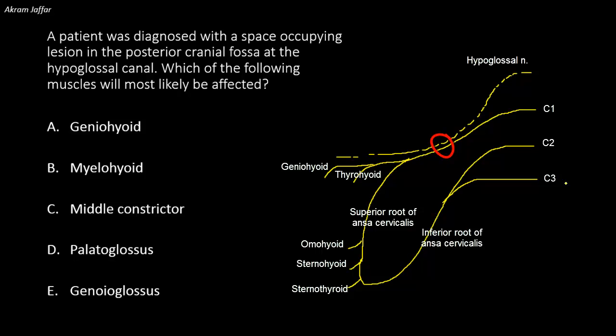in the anterior horn cells of C1 segment of the spinal cord and not in the hypoglossal nucleus of the medulla oblongata. These fibers of C1 join the hypoglossal nerve after it exits the hypoglossal canal and would not be affected by a space-occupying lesion in the posterior cranial fossa. So the first choice, geniohyoid, is wrong.